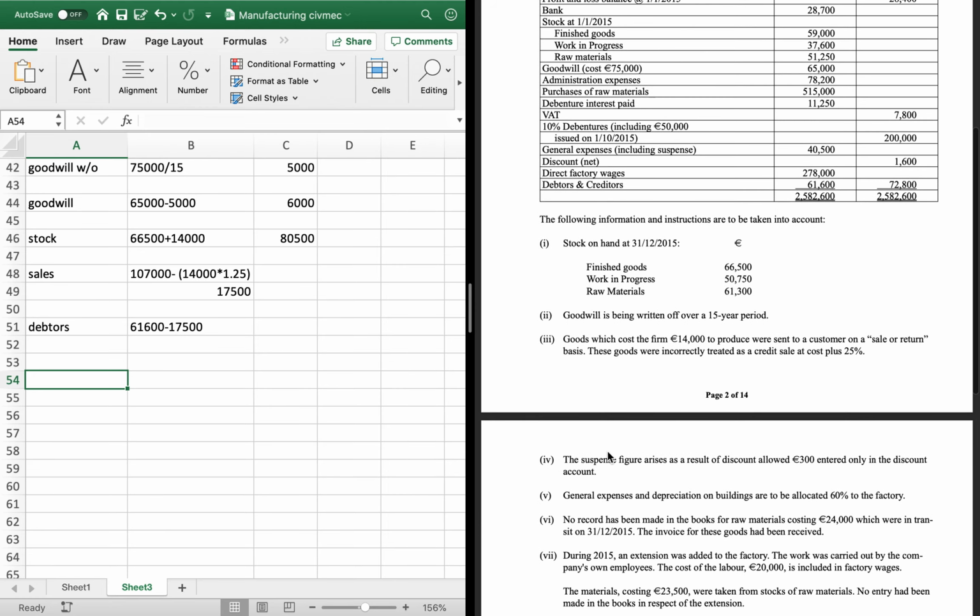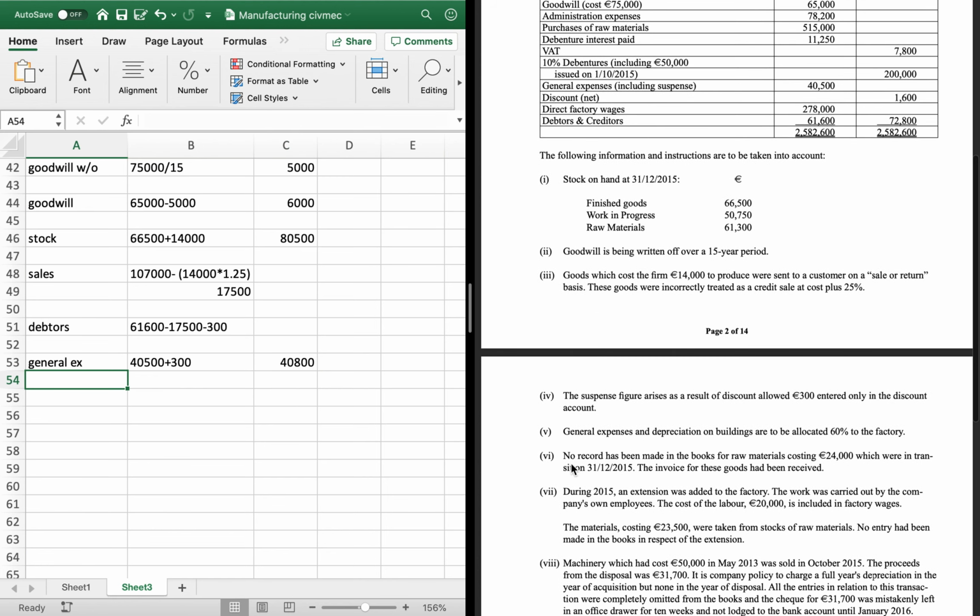Next one. The suspense figure arises as a result of discount allowed entered only in the discount account. So we allow discounts to debtors. So discount should go in the debtors account. So the discount was 300. It was only in the discount account, so it should have reduced debtors by 300. So we'll put it there. So now we'll look and see what's happened. This side has gone down by 300, so it's 2582, 300. So therefore, this side is 300 less than the credit side. So the debit side has to go up by 300. So we're going to take the 40,500 for the general expenses, and we're going to add on the 300. That gets it to 40,800.